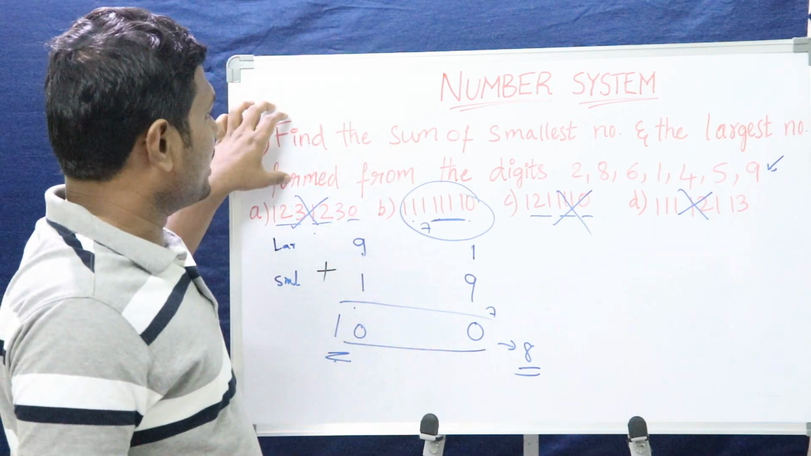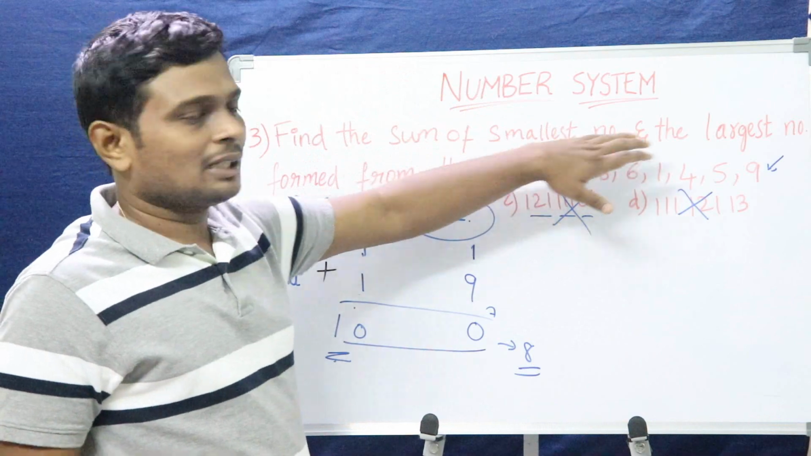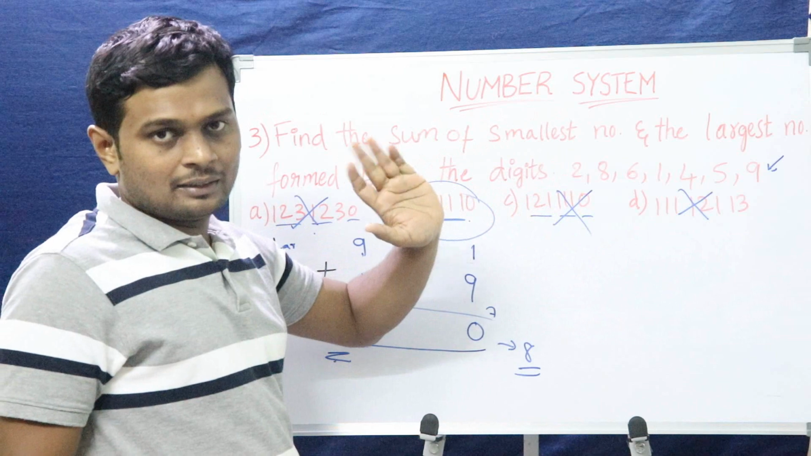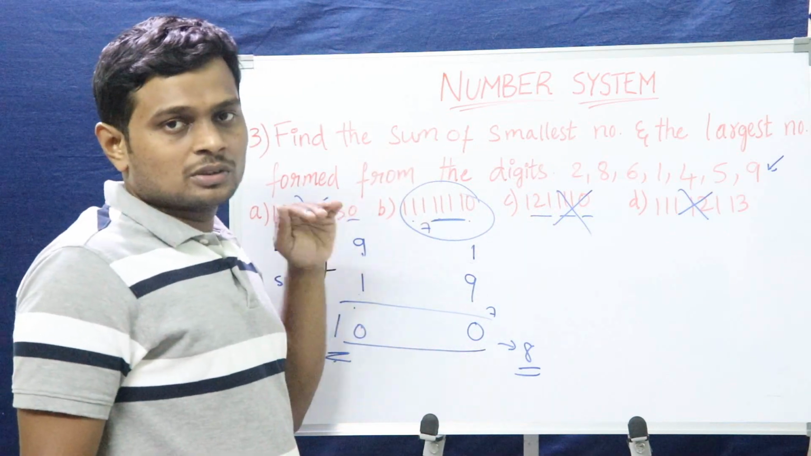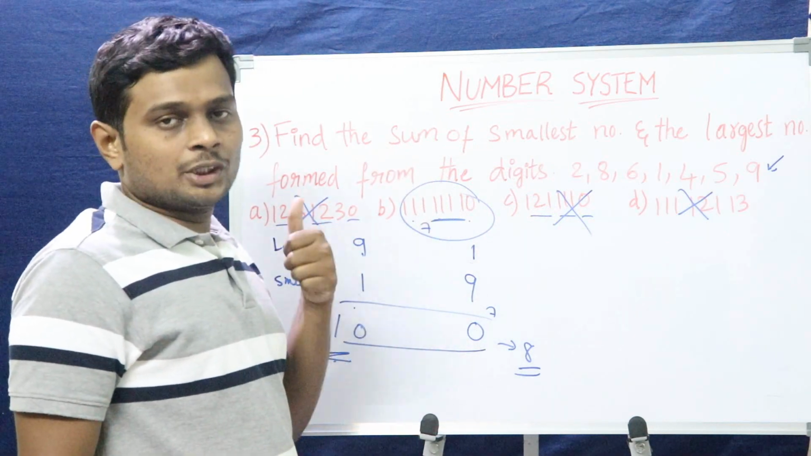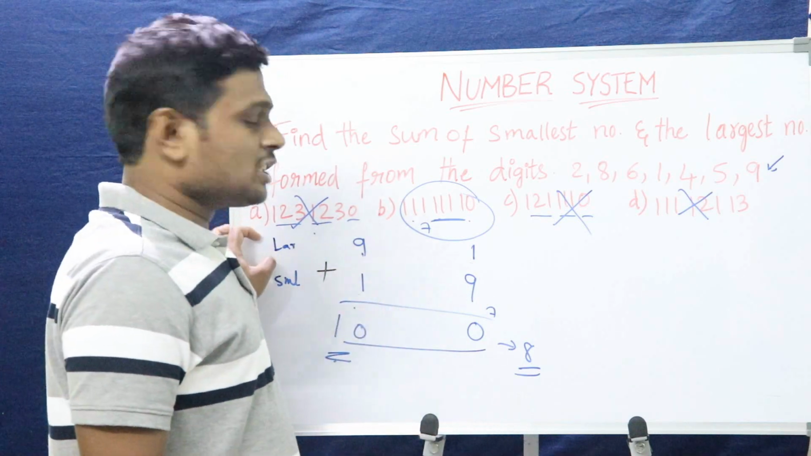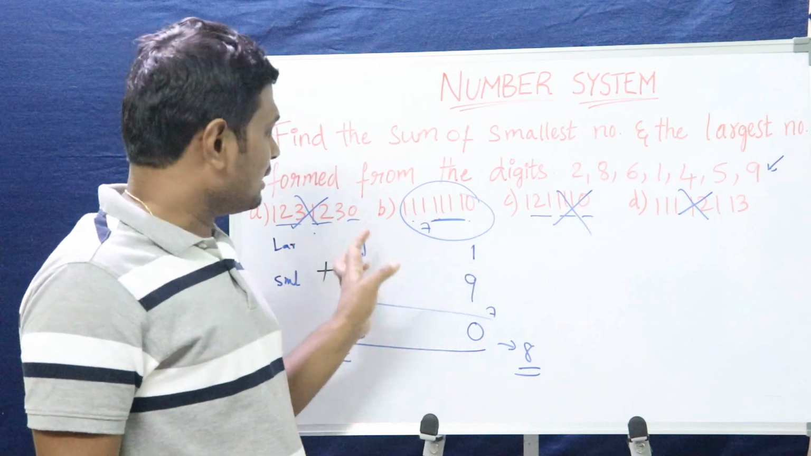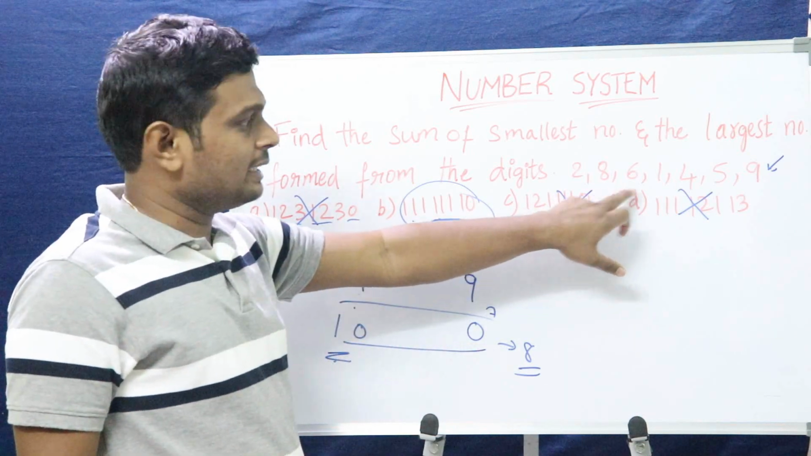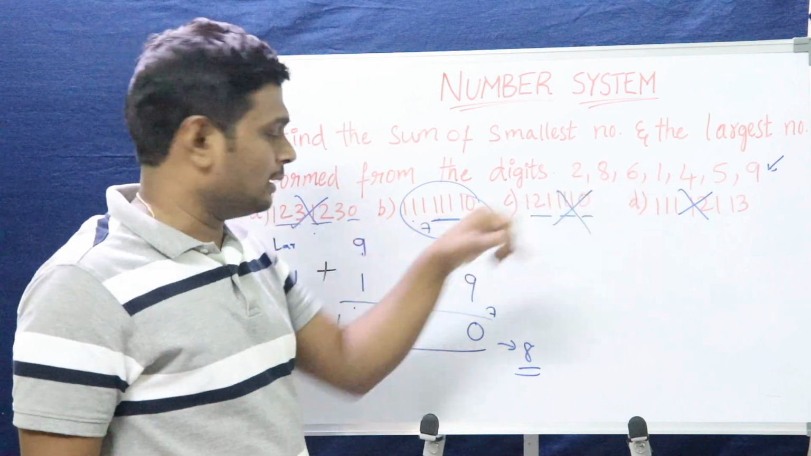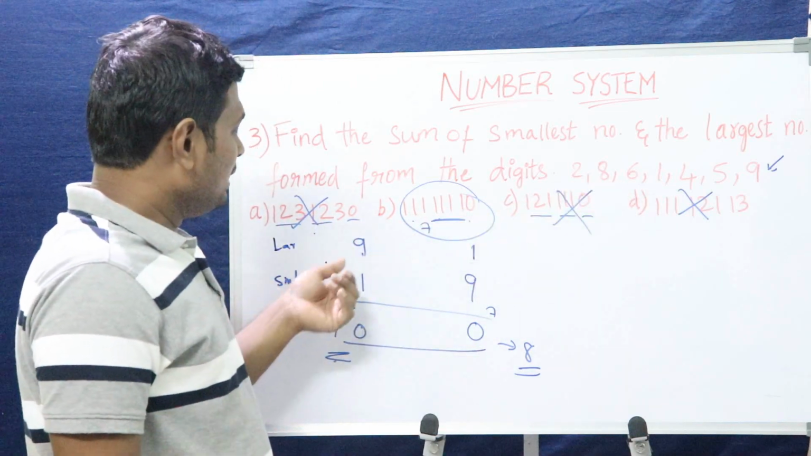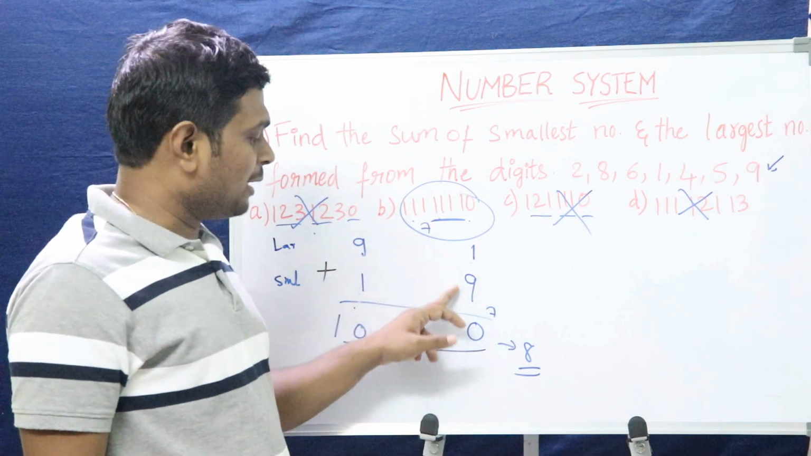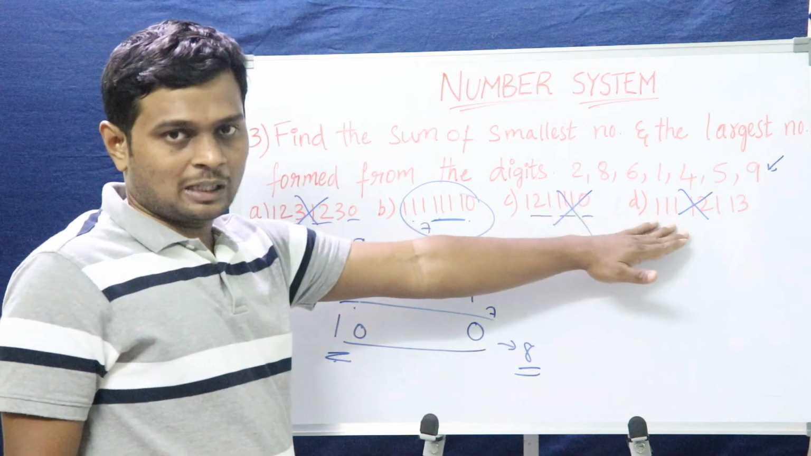We were asked to find out the sum of the smallest number and the largest number formed from the digits 2, 8, 6, 1, 4, 5, 9. The first step in order to solve any number system problem is we need to find out the unit digit. The possible largest number will start with 9 and end with 1, because the largest digit here is 9, the smallest digit here is 1. In case of the smallest number, it will start with 1 and end with 9. So what would be the unit digit? 9 plus 1, 0. We rule out this option.